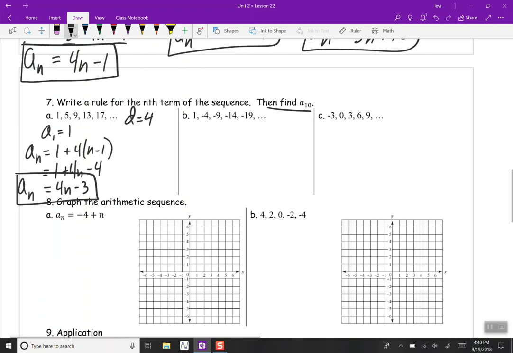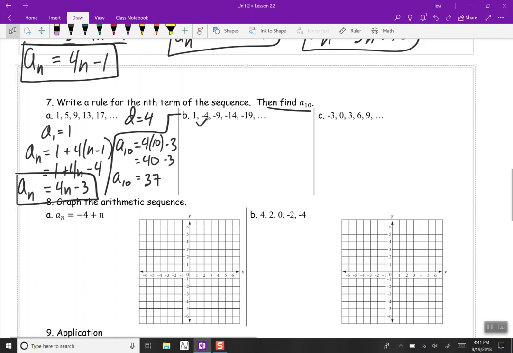And then we want to find the 10th term, so we're going to plug in a 10. So little side problem here. a of 10, the 10th term, is 4 times 10 minus 3. 40 minus 3. So the 10th term is 37.